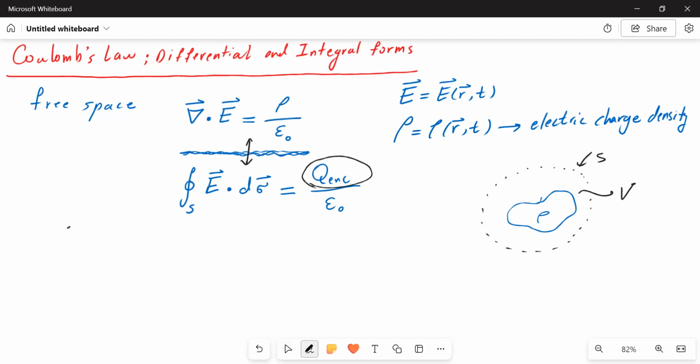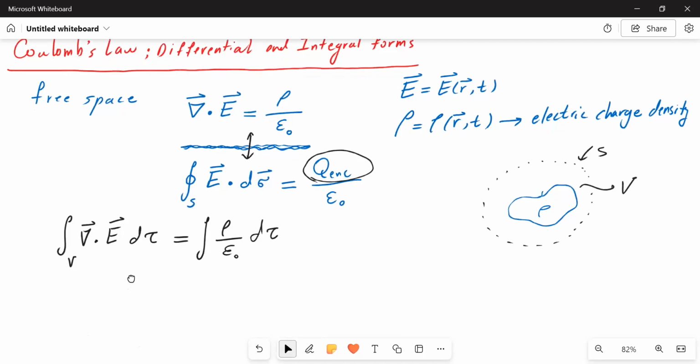So I'll write this as the volume integral of the divergence of E over some element of volume, which I'll show by d tau. That would be given, according to this first equation, the differential form, by rho over epsilon naught times d tau.